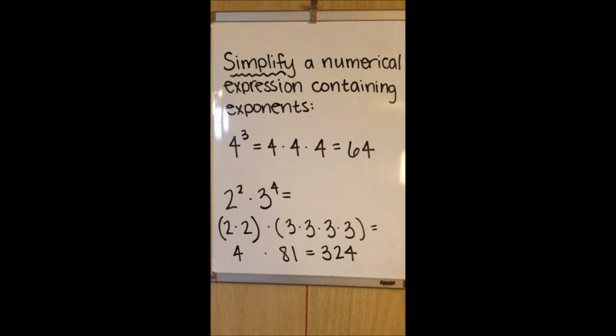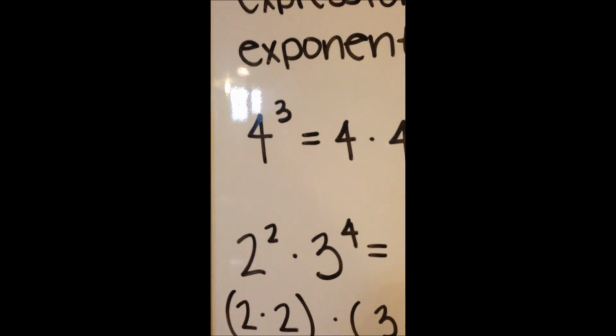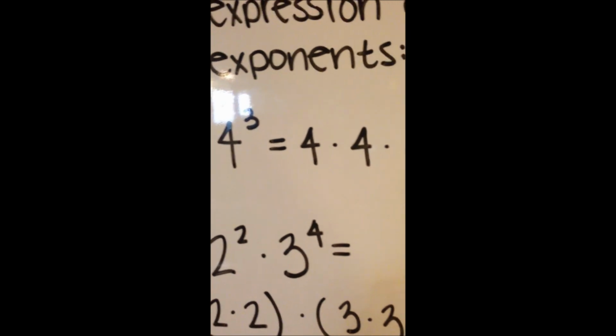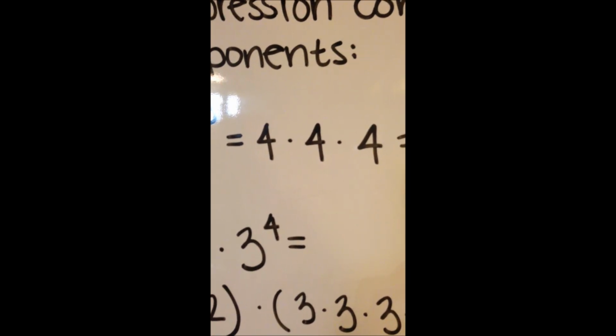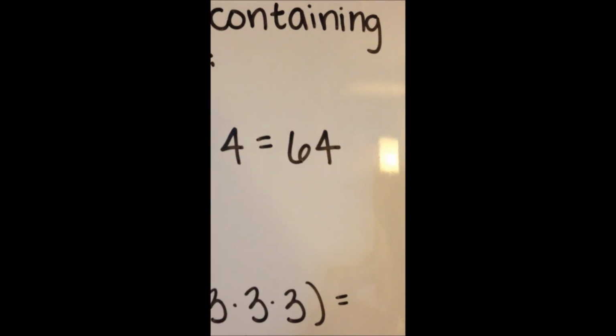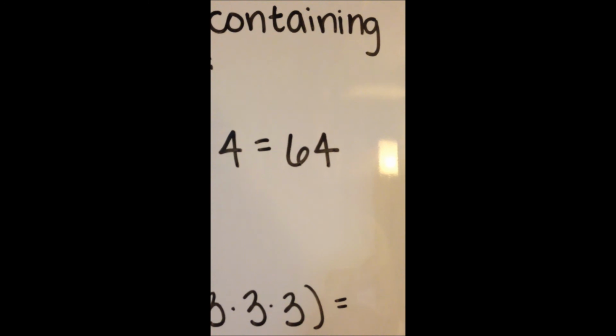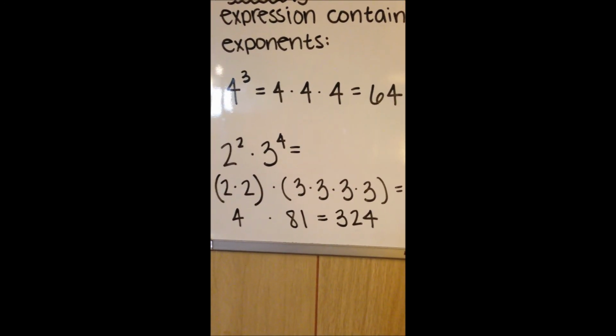For example, let's say the problem says, simplify 4 to the third power. Well, let's start by writing it out as 4 times 4 times 4, and then just multiply 4 times 4, which is 16, and then times another 4. That gives you 64. Okay, so write it out in steps.